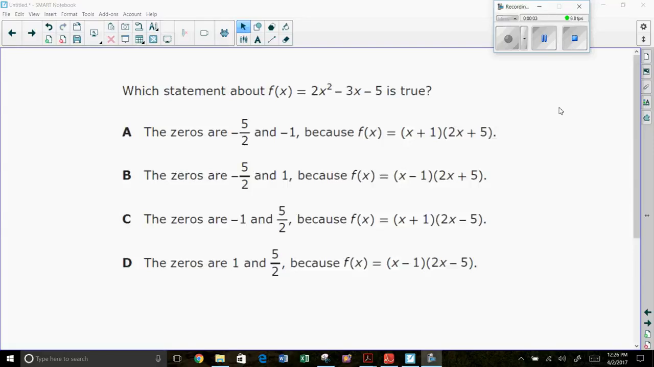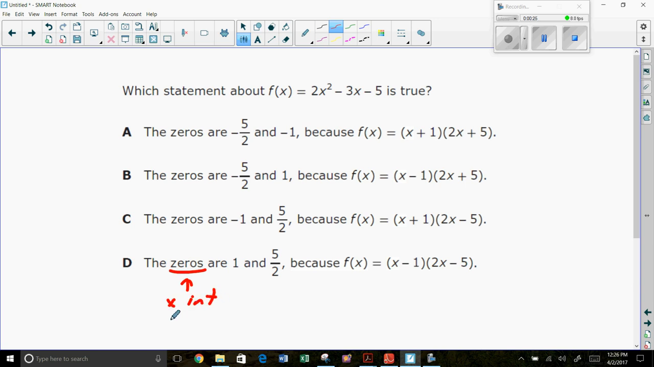Which statement about f of x equals 2x squared minus 3x minus 5 is true? Okay, the main thing we have to remember first is if you look at all the choices, they're all talking about zeros. You need to know what they are talking about when they talk about zeros. Another word for zero is x-intercept.